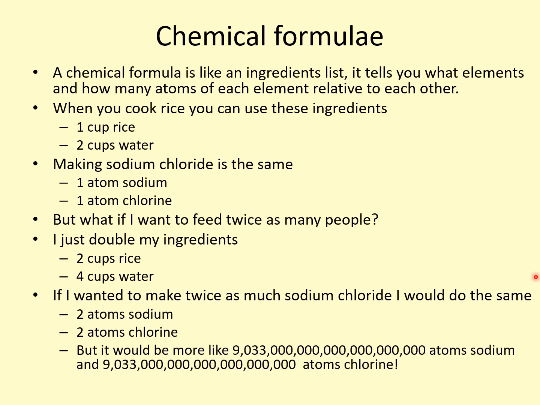But in reality, it would be more like this number of atoms of sodium and the same number of atoms of chlorine. That number is so big, what would we say? That's 1,000, a million, a billion, a trillion, a quadrillion, quintillion, sextillion? So 9 sextillion, 33 quintillion atoms of sodium.